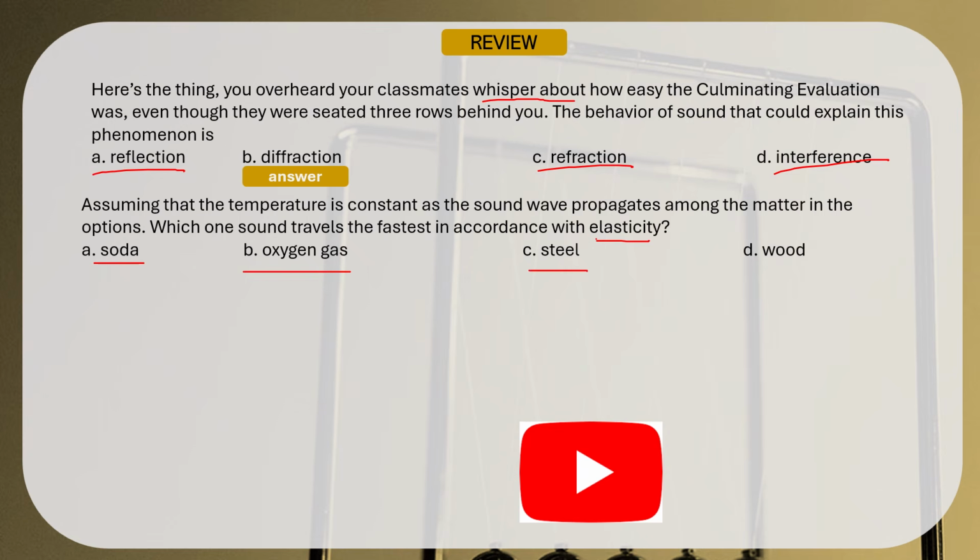You have the steel, a form of metal, and the atoms there are very, very compact compared to wood. Both are solid materials, but metals compared to wood have a higher elasticity, so they can easily go back to their original position. The atoms of the steel will easily go back to their original position, so it has higher elasticity. So the sound will travel very fast in that case. So the answer is steel.